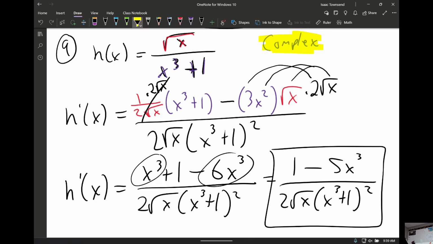I can tell you on this one, a lot of people are jumping straight into product rule because it's something times something. And you can do that, but there's a lot of simplifying involved. And what I've been suggesting to people is maybe multiply them together first and then do the derivative. So if you do it that way, you only have to do power rule and substitution. But that's up to you.